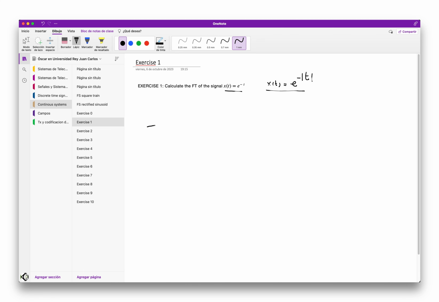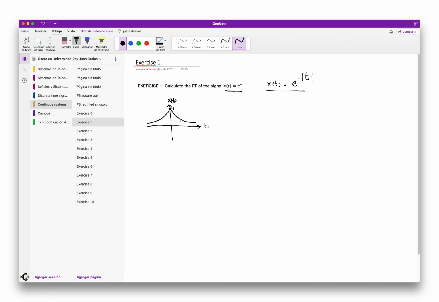So first of all, let's take a look at this signal. How does it look? If we plot this, basically it's the exponential in absolute value, which is something like this, what I am writing here. This is value 1, and this is the way it looks.